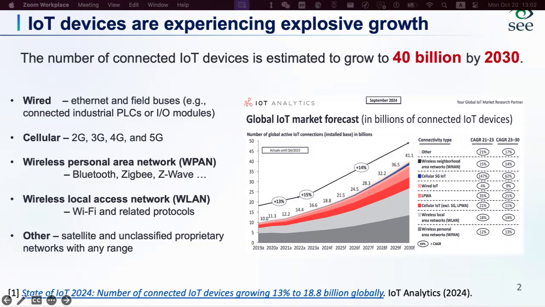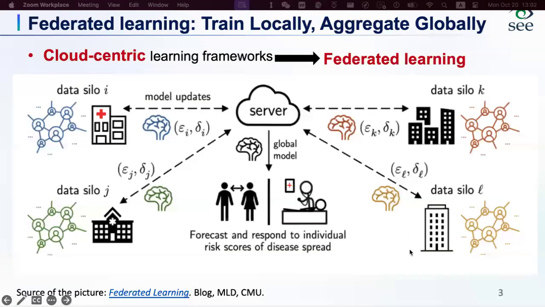It covers various types such as wired and cellular, wireless personal area networks, WLAN and nearby networks, as well as some private networks. So, facing so much data collected by various Internet of Things devices, the traditional cloud-centered learning framework in the past was to transfer the data to the cloud and then use larger computing power for unified training.